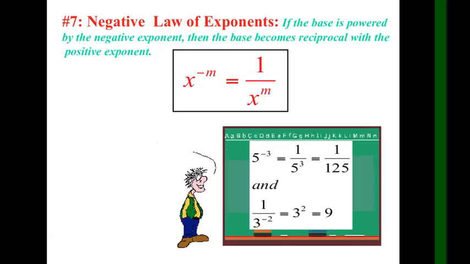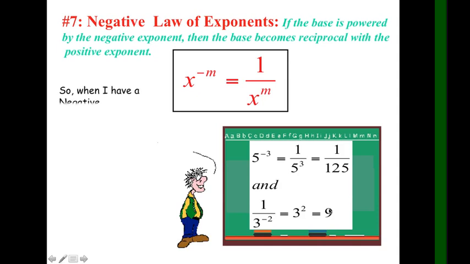Example, we have 5 raised to negative 3. Since it's negative, we will do it 1 over 5 raised to 3. And that's equal to 1 over 125. And 1 over 3 raised to negative 2, to make it positive, itaas naman siya. That will become 3 raised to 2, which is equal to 9, because 3 times 3 is equal to 9.